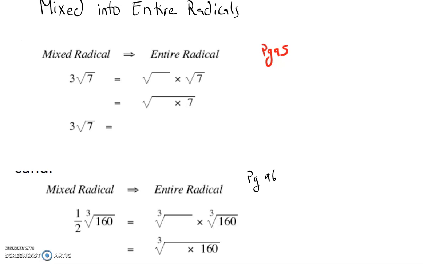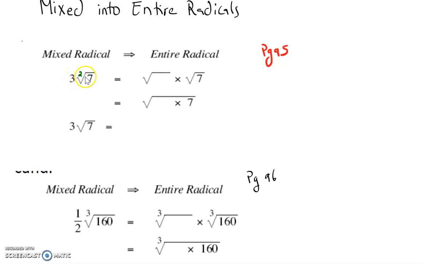Let's move into the next topic of this lesson, which is changing our mixed radicals into entire radicals. So we want to take this coefficient number that is 3 outside, and we want it back inside as a radicand. So we're going from a mixed radical back into an entire radical. This is probably one of the easiest things to do when it's changing formats.